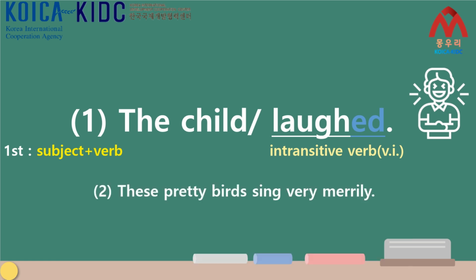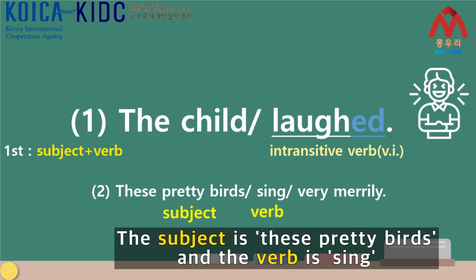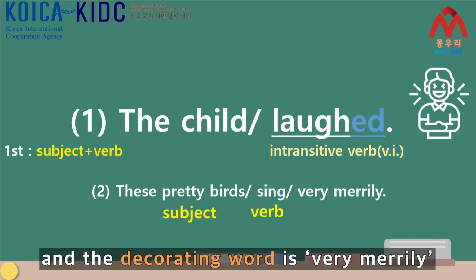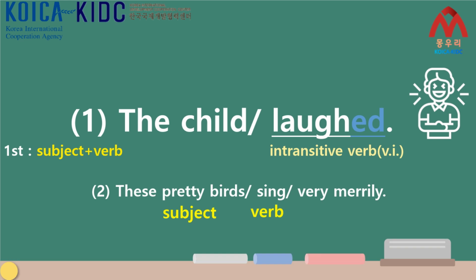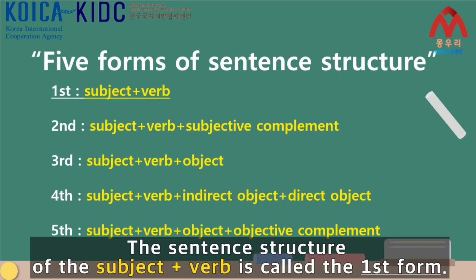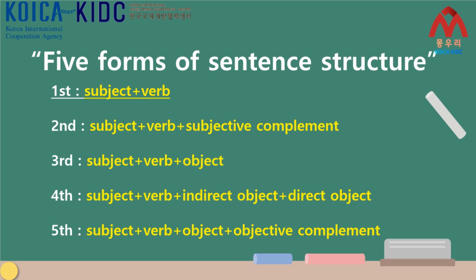Number 2. These pretty birds sing very merrily. The subject is these pretty birds, and the verb is sing. And the decorating word is very merrily. If you don't consider the decorating word, you can say that it has a subject plus verb structure. The sentence structure of subject plus verb is called the first form.